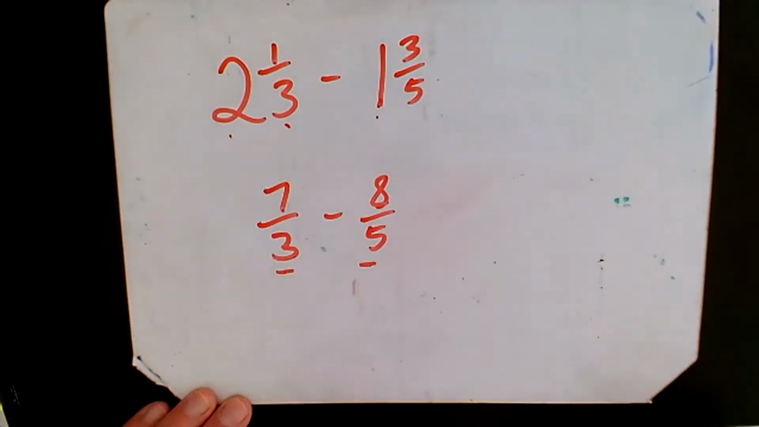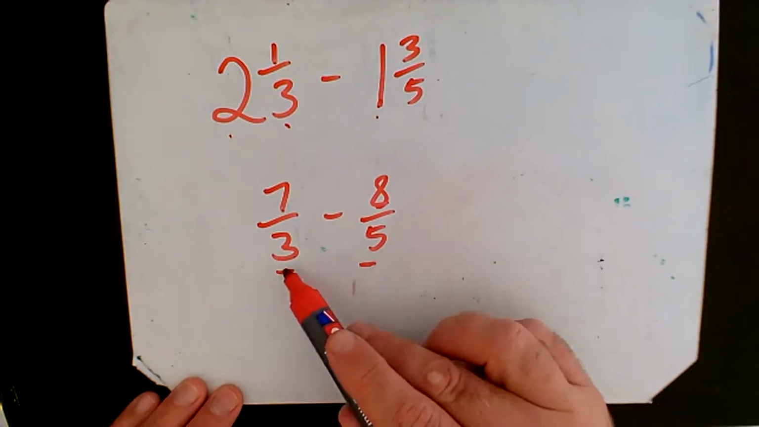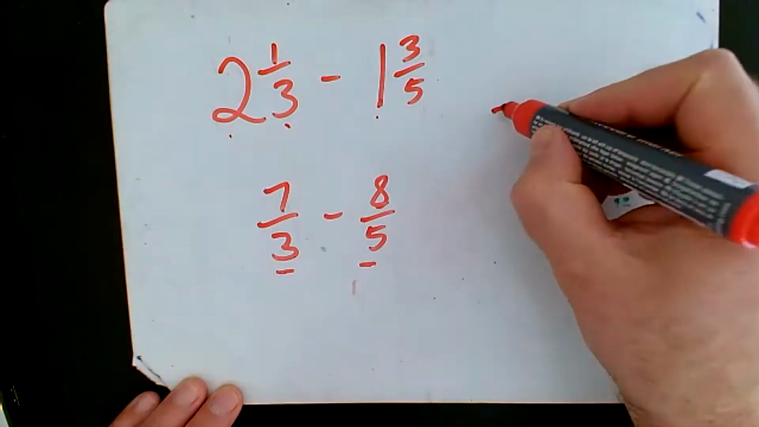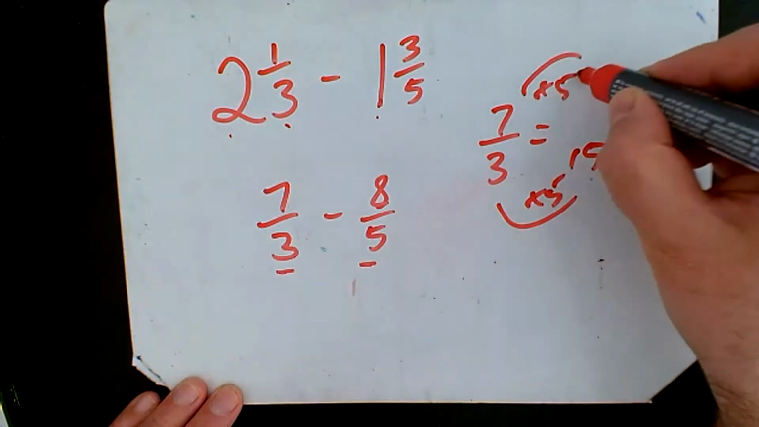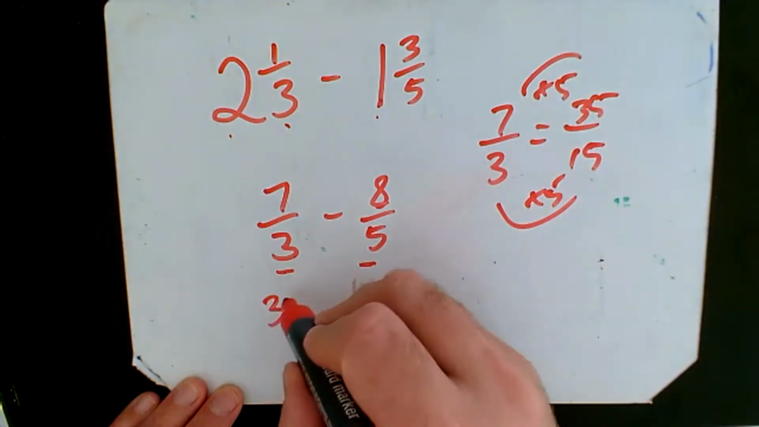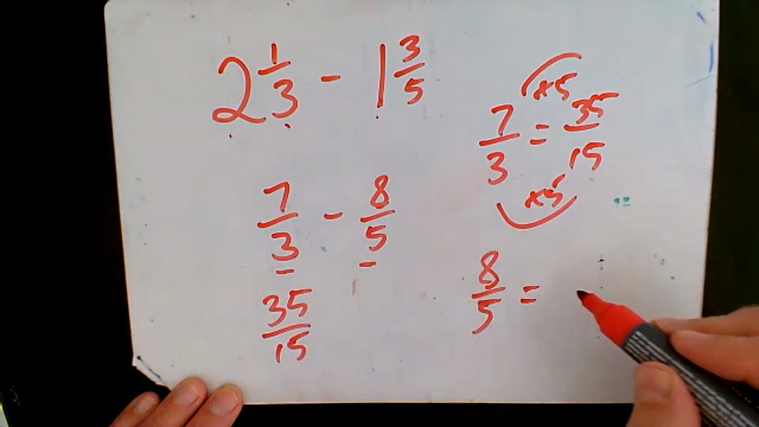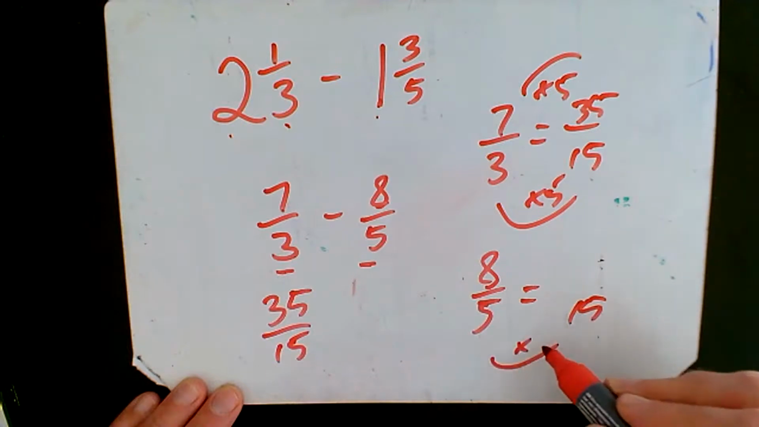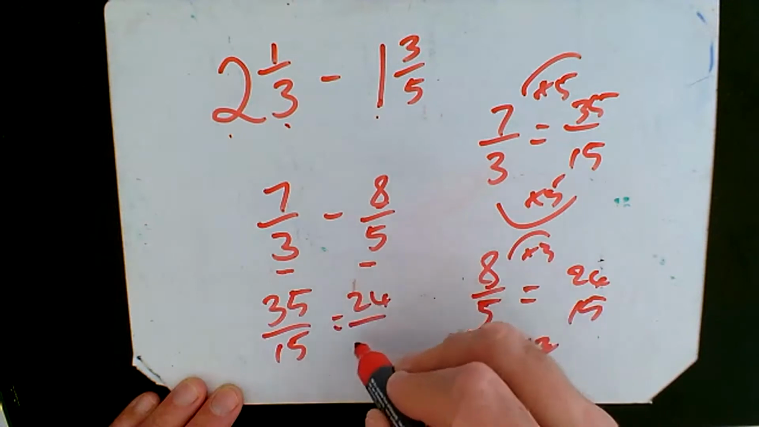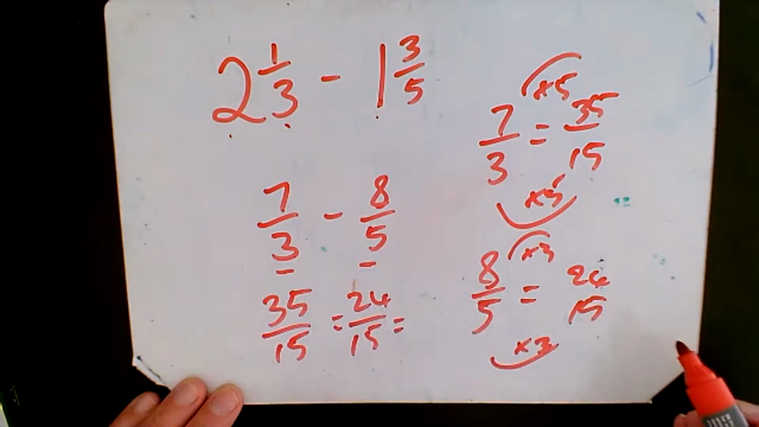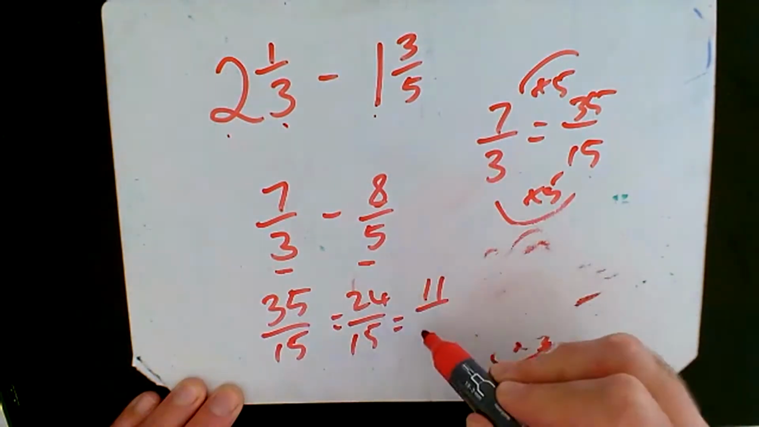And then we need to put them into the common denominator, don't we? I can see that 3 doesn't go into 5, but 3 times 5 is 15, so I'm going to put them into 15ths. 7/3 is how many 15ths? I'm timesing by 5, so I get 35/15. Then 8/5 equals how many 15ths? I'm timesing by 3, do the same to the top, 24/15. I subtract them. 35 take away 24 is 11, so the answer is 11/15.